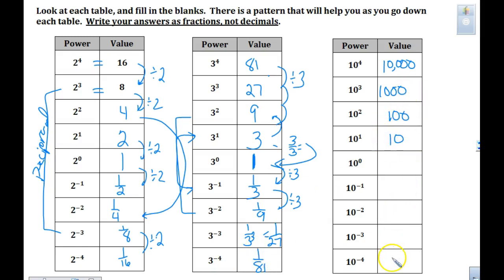Please fill in this last table, looking at your pattern, or thinking of reciprocals. These will always be the reciprocal. So fill in your last table, do that right now. So 1 over 10. Keep going. 1 over 100. 1 over 1,000. And then 1 over 10,000.